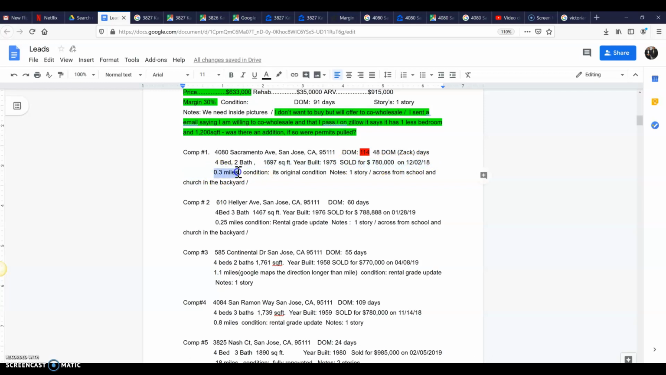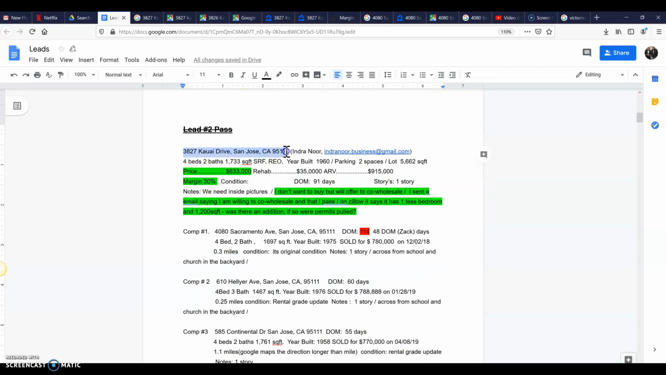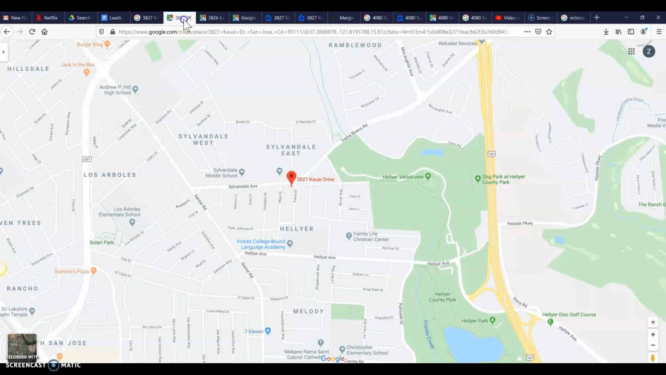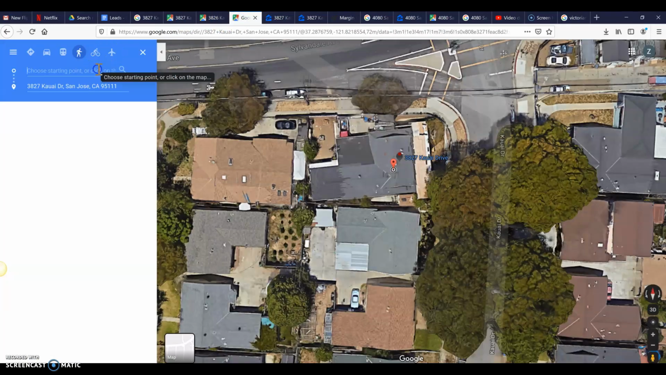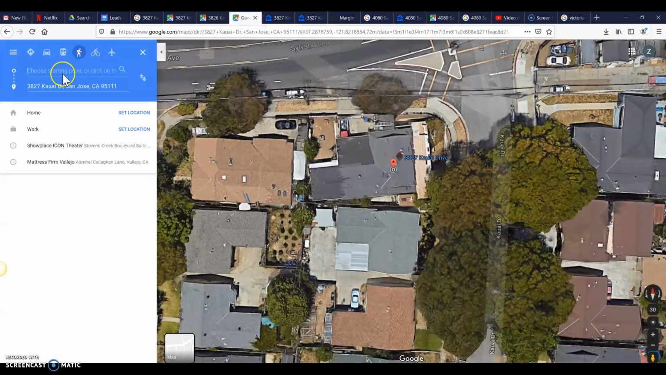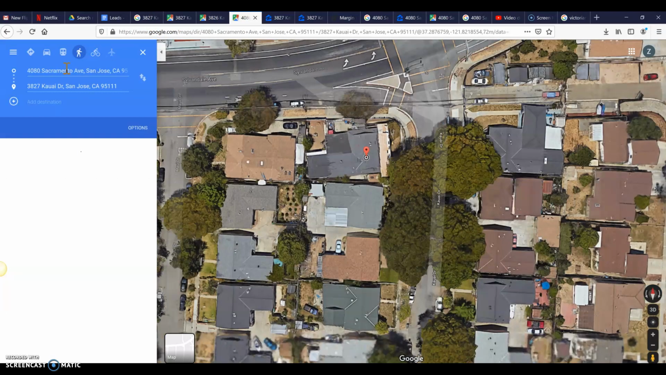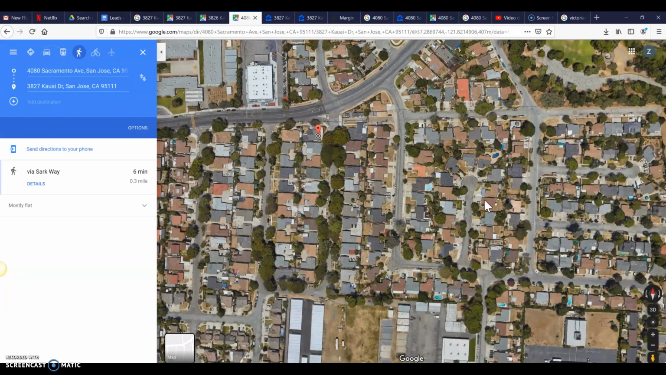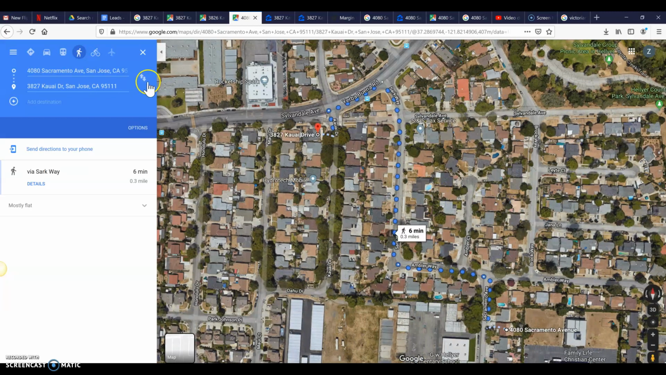The next one is miles. How far is this comp from the subject property? Again, subject property, miles, how far? So this is why I have another tab open on distance right here. We go back to comp number 1, we highlight it, copy, paste, take it back to this tab, and paste it. How far is it? This is very important. This is something that everyone needs to know.